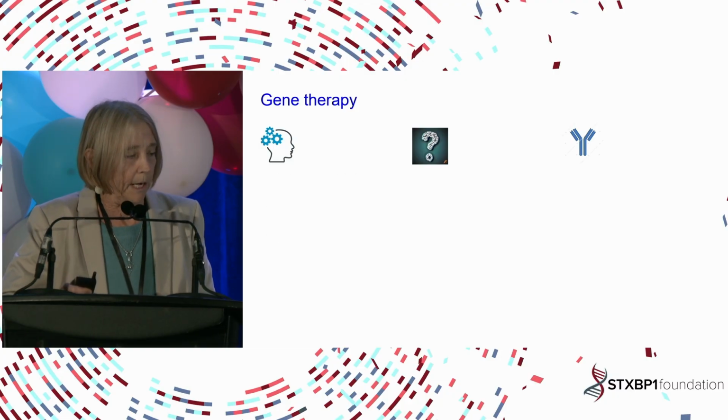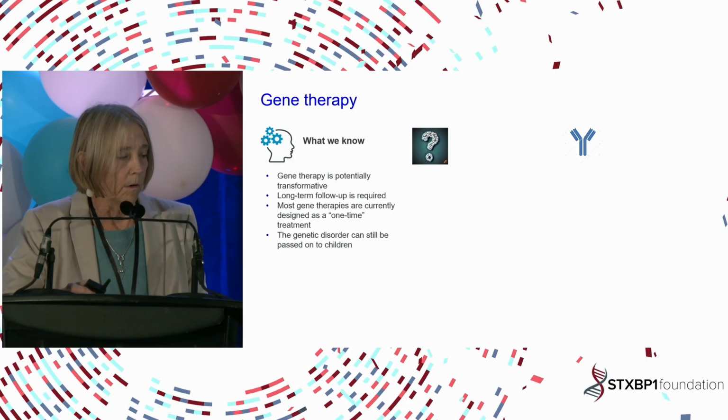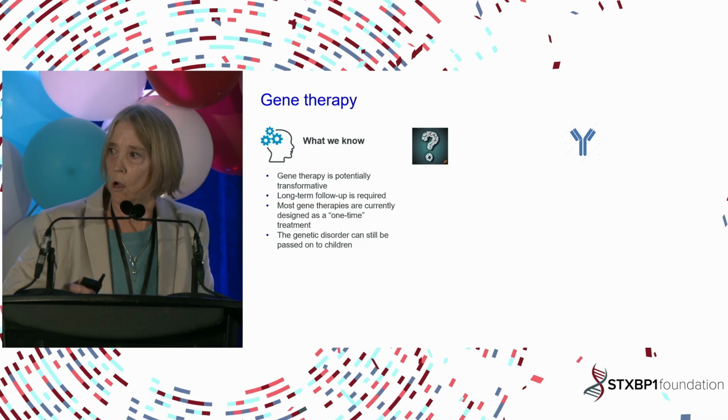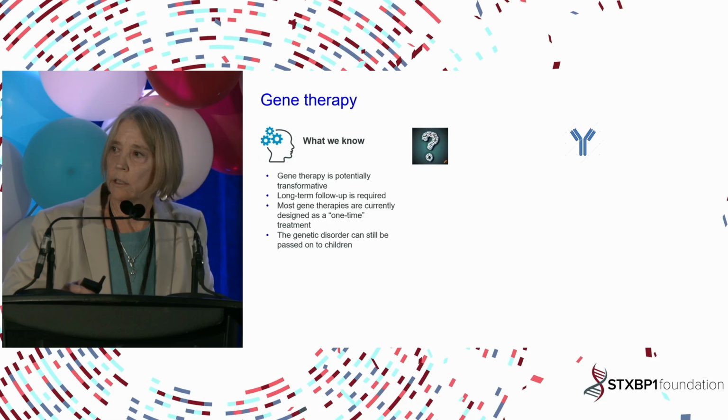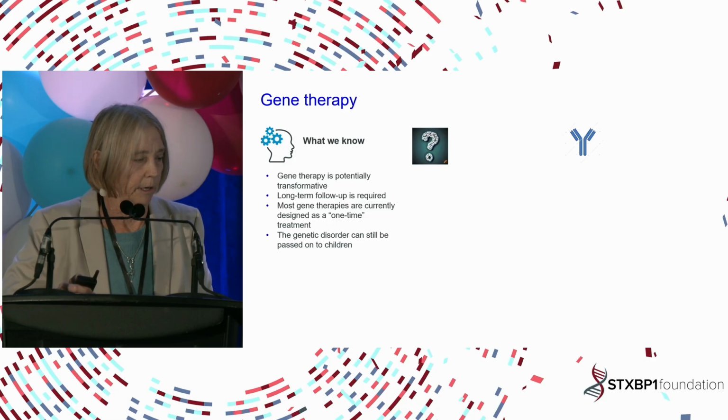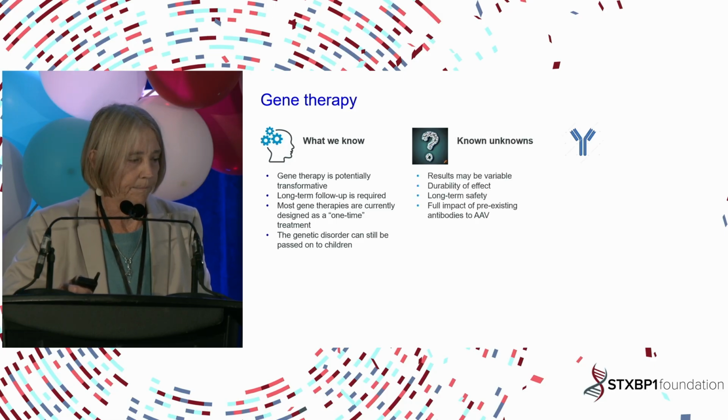So gene therapy, just to review, what do we know? We know that it could be transformative. We know that you should have long-term follow-up. Most gene therapies are currently designed as a one-time treatment, and the genetic disorder can still be passed on to children. What do we not know?